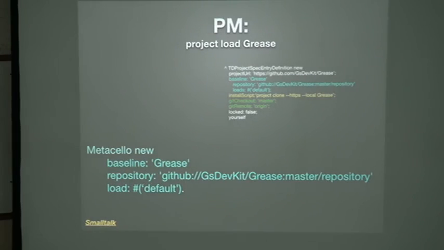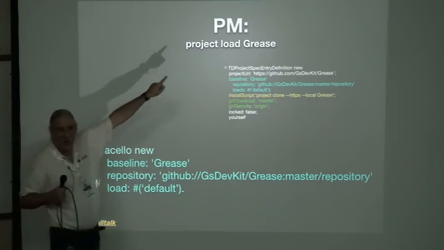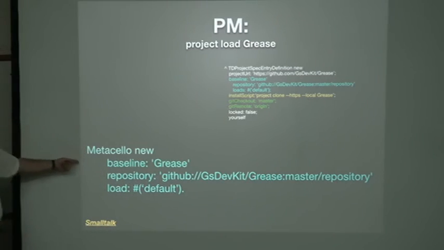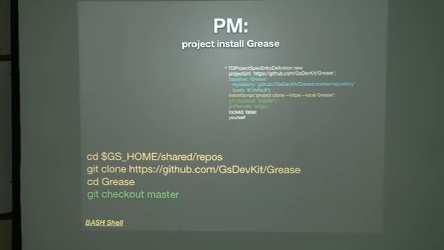So this is just a quick overview of it. When you do a project load Grease, the Metacello expression is performed. If you do a project install Grease, these commands are executed. You basically clone the repository. But that clone script is user settable. Whatever you want to put in there as part of the install instructions can be done there. And that's where you customize your project entries for how you want to deal with Grease. What things do you want to do there?